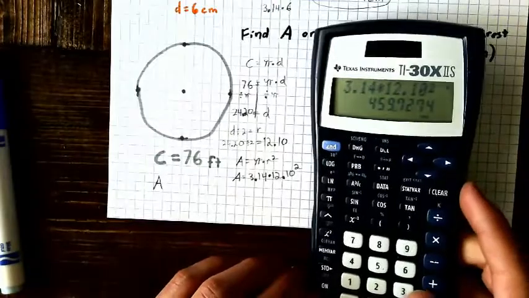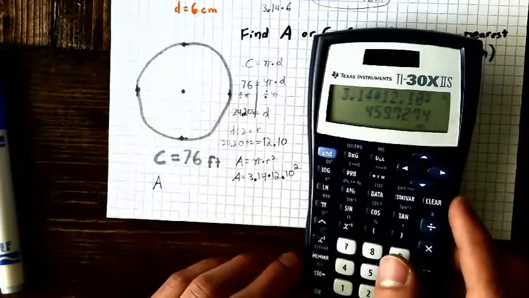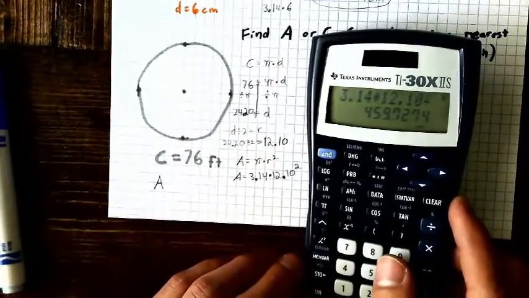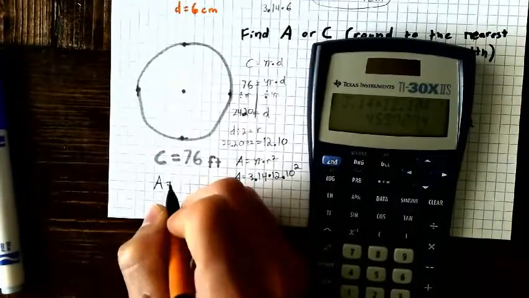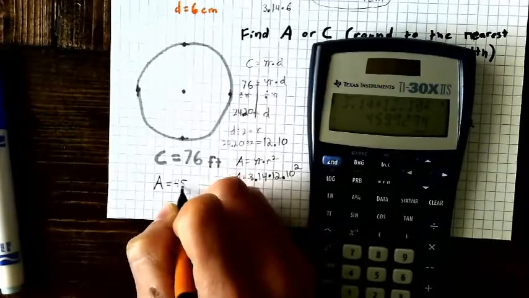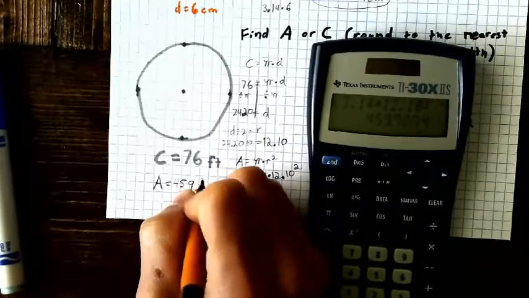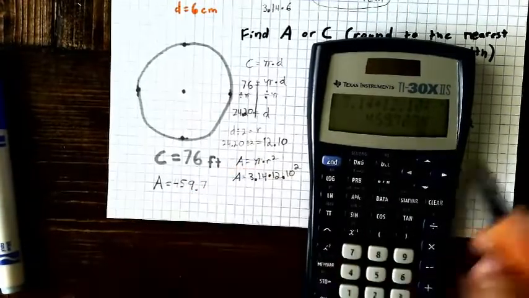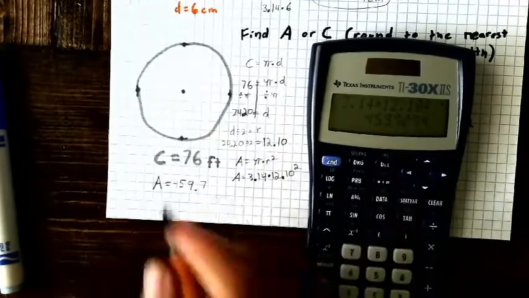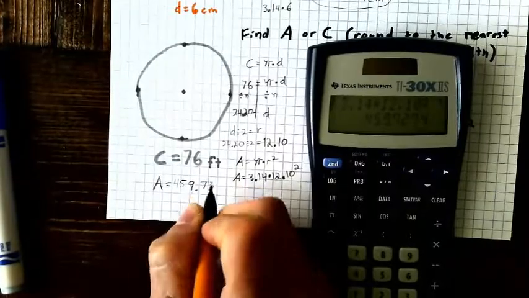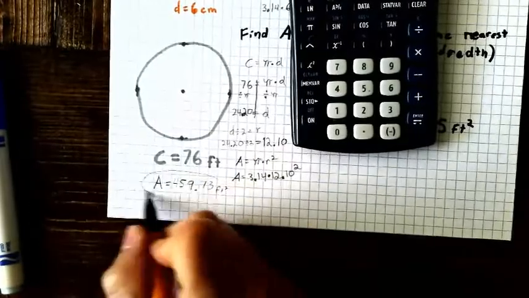Okay, press enter, and I get another big number, 459.7274. I'm going to round that to the nearest hundredth, and I'm going to say that my area is equal to 459.73. The 2 is where I'm rounding, but the 7 is a bully, so it rounds it up to a 3. And this is feet squared. And there's my answer.